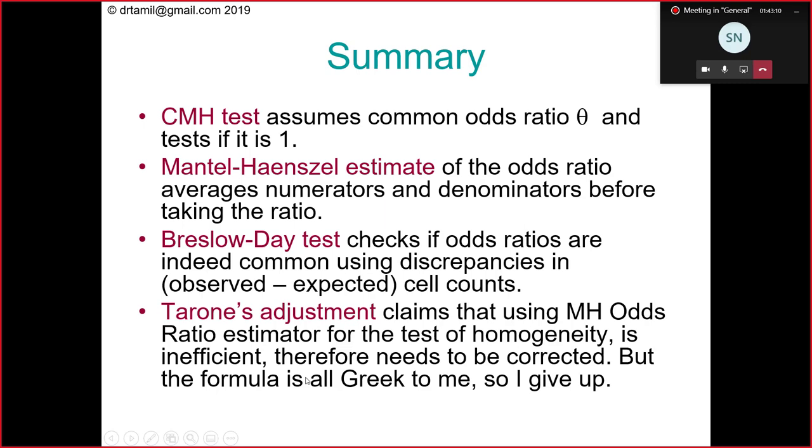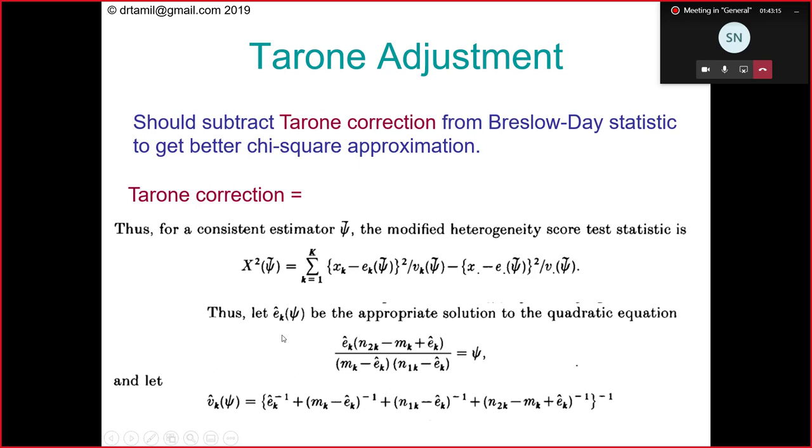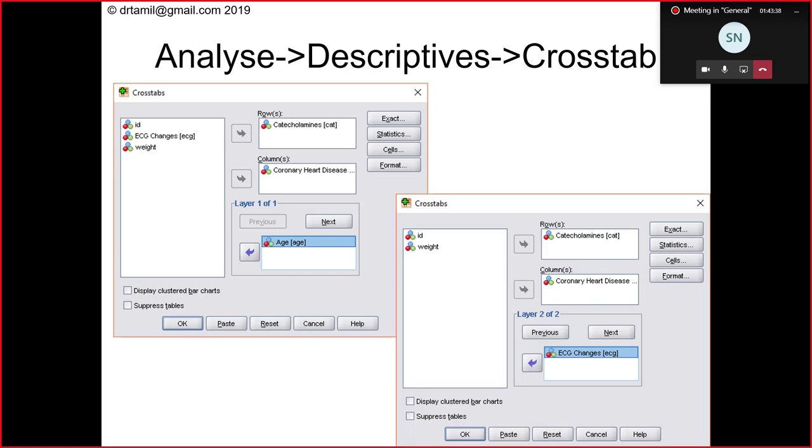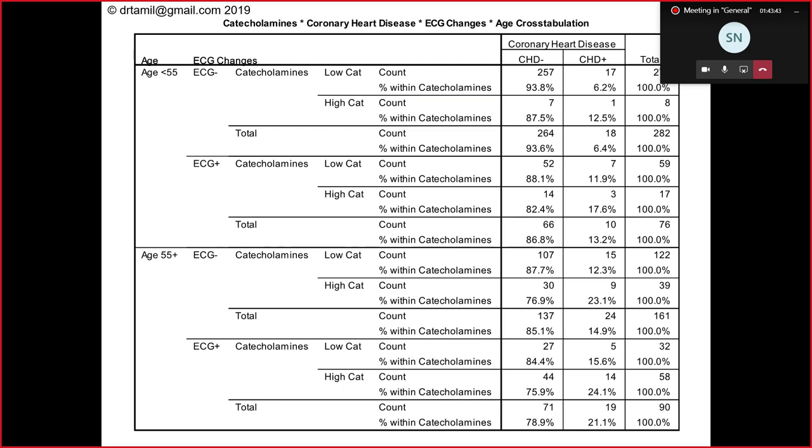The formula, unfortunately, is all Greek to me, so I give up. I really mean Greek. These are all Greek symbols, okay? I have no idea what this symbol stands for. So at the end, these are all the analyses showing you using the chi-square and Cochran-Mantel-Haenszel chi-square. So this is the output that we get.